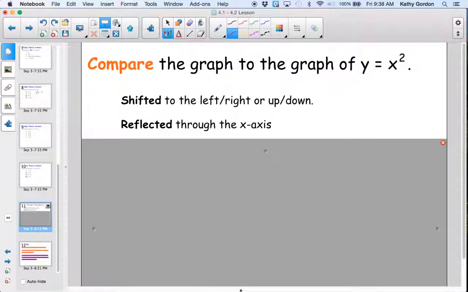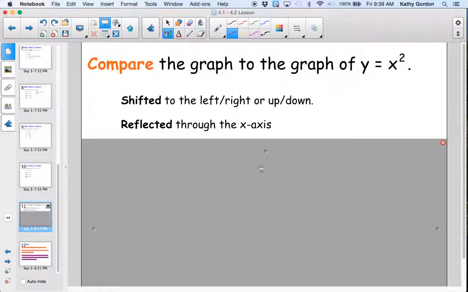You can also talk about whether it got reflected or not. If your parabola normally opens up for a regular y equals x squared, but now you have a parabola that opens down, then that means that you ended up reflecting it through the x-axis. So that's another thing that you could state as a comparison. My new graph that I just drew has been reflected through the x-axis compared to the y equals x squared graph.